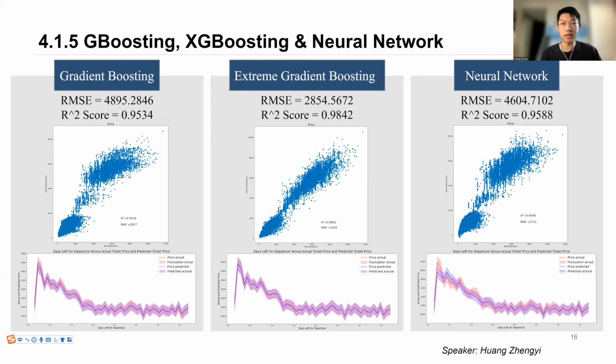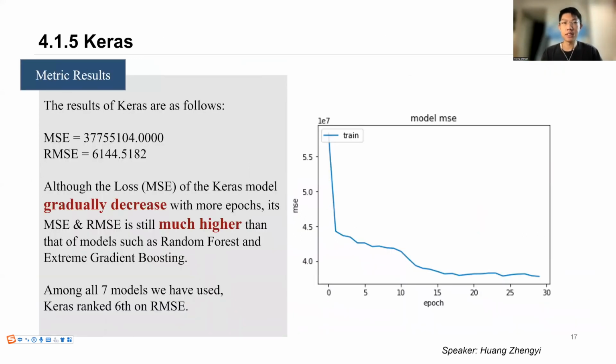And moving on to the next slide. For Keras, we can see from the plot that the loss gradually decreases with more epochs, but still Keras is not a good model because its root mean squared error is still very high compared to random forest. And moving on to the next slide.